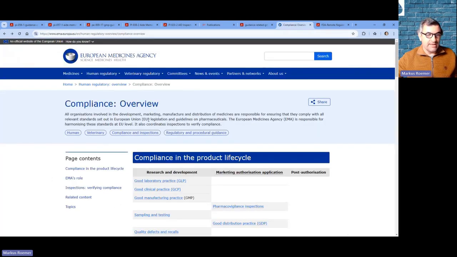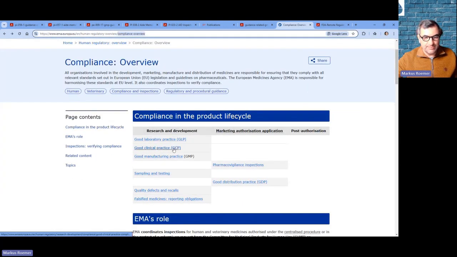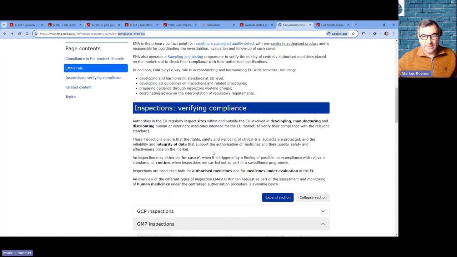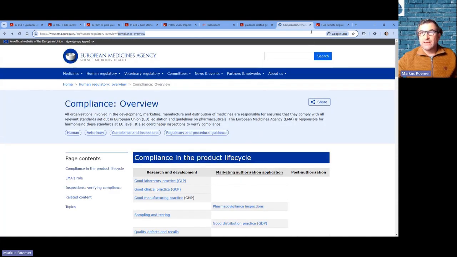By the way, the EMA is also offering a wonderful site. I found it newly here: Compliance overview, GLP, GCP, GMP, GVP, GDP. Quite very cool. I was impressed. I didn't know that page.